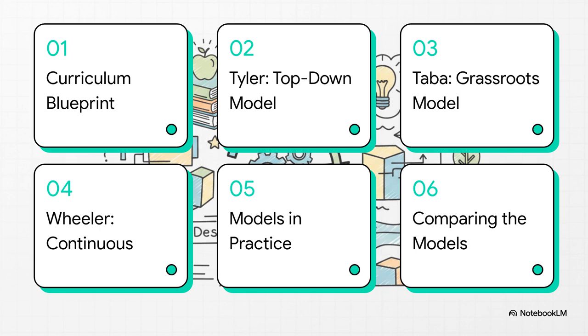Here's our roadmap for today. First, the curriculum blueprint. Second, Tyler's top-down lecture. Third, Taba's grassroots approach. Fourth, Wheeler's continuous cycle. Fifth, using these models today. And finally, comparing all three models.